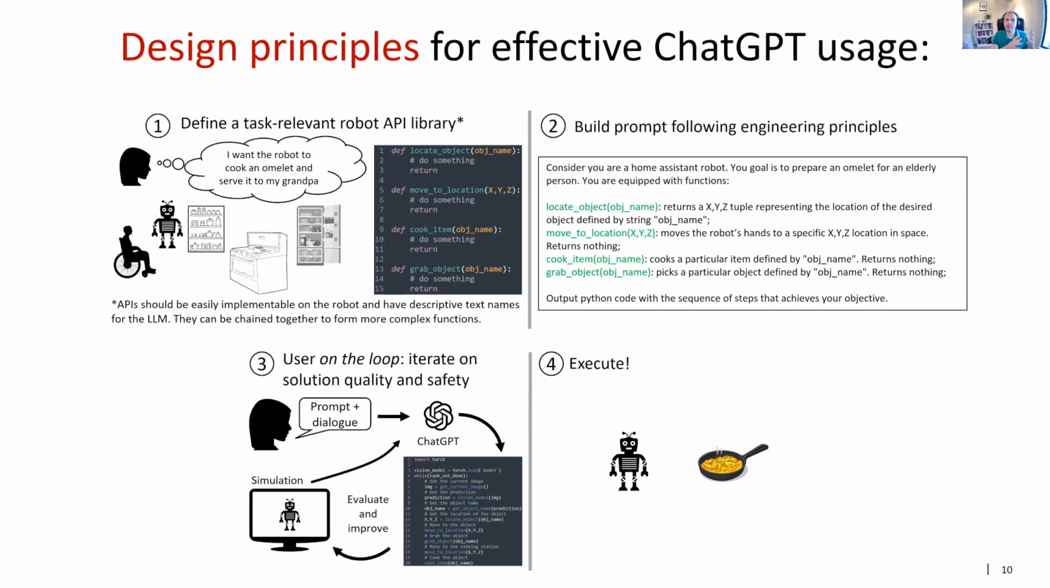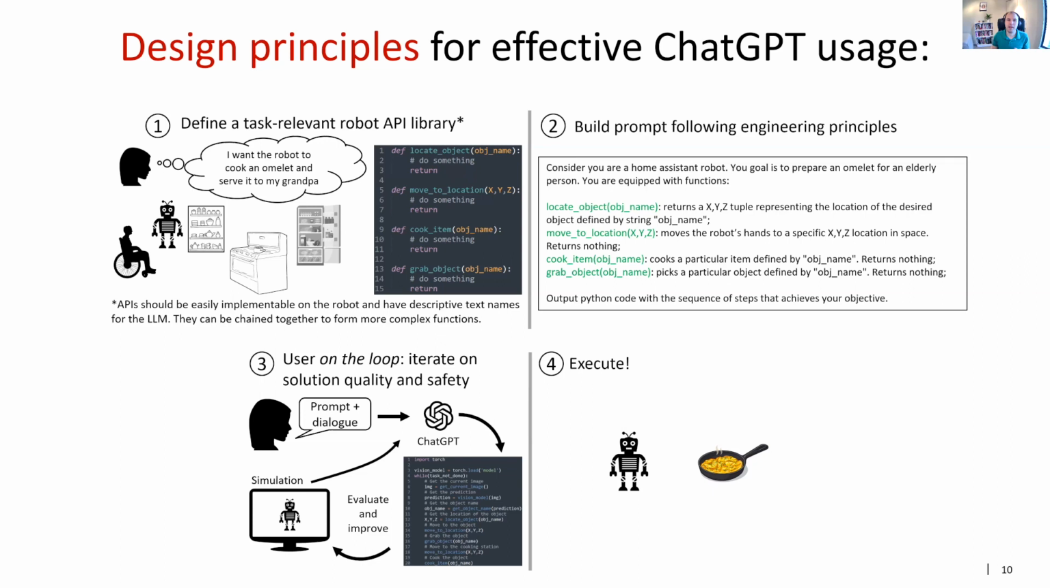Then after we define the function that we can actually call for the robot, we build the prompt itself. In the paper, we show many different ways in which we can prompt the robot. We found that by telling ChatGPT, "Consider you are a home assistant robot. Your goal is to prepare an omelet for an elderly person, and you are equipped with the following functions." And then we list, almost like a Python docstring, every function that exists, and we give the documentation of every function. So we say, these are the inputs, these are the outputs, this is what this function does.